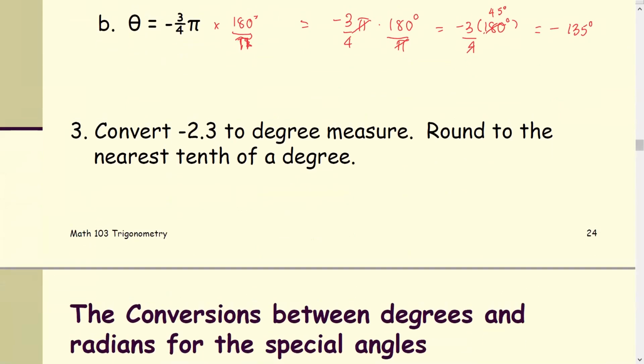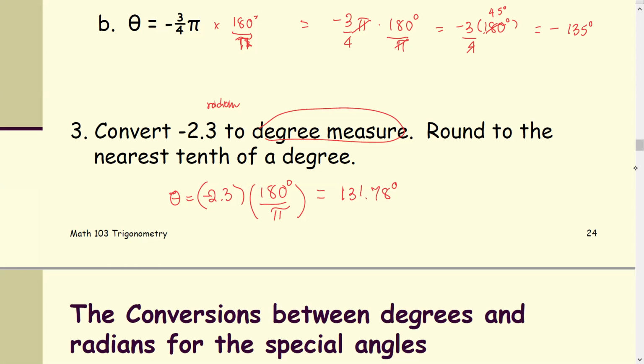Next example, convert negative 2.3 to degree measure. As you see, no degree symbol. That means you are given the radian angle. Convert to degree measure, so theta, which is negative 2.3, multiplied by 180 degrees divided by pi. Simplify the numbers, put it in the calculator. We should get theta as negative 131.78 degrees. And the question asks you to round to the nearest tenth of a degree, so this will be rounded to negative 131.8 degrees.